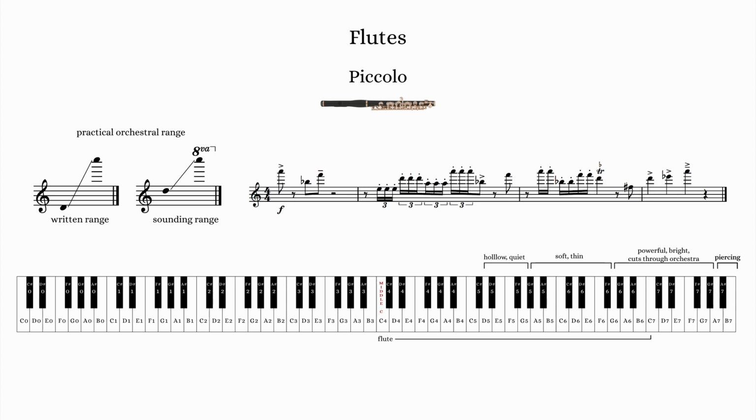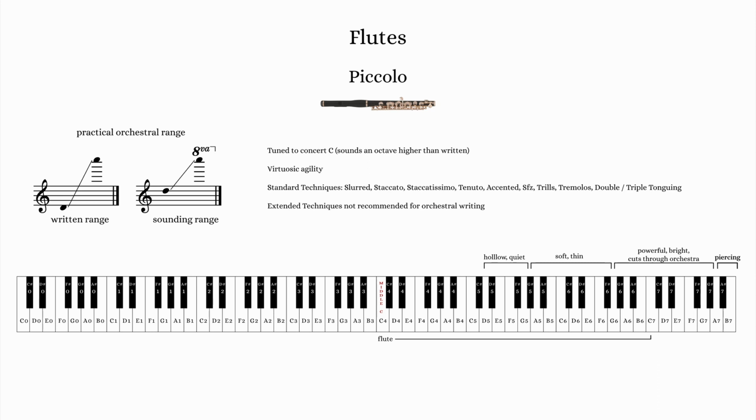The piccolo is equally capable of fast and agile passages, and has similar limitations to the concert flute in its lowest range. Only very exposed low piccolo writing will ever be heard, so most of the orchestral piccolo writing is above the treble clef staff. The piccolo is capable of the standard articulations and techniques. Extended techniques are possible, but not recommended for orchestral writing.